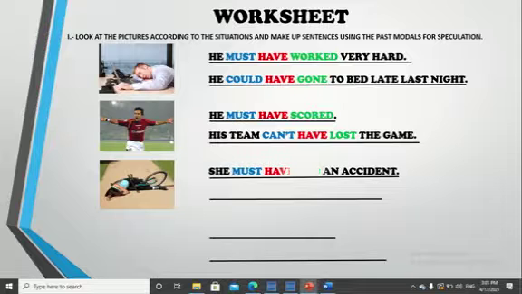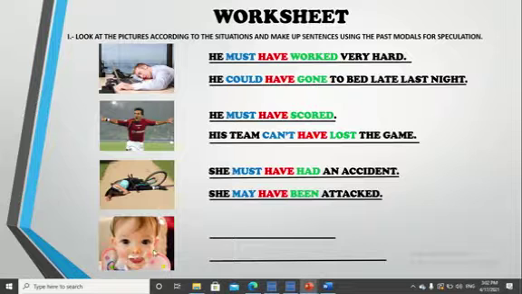This girl on the ground, she must have had an accident. It's quite certain. She may have been attacked. What is the reason for the accident? We don't know. This is just a guess. We are not quite sure. That's why we use may.